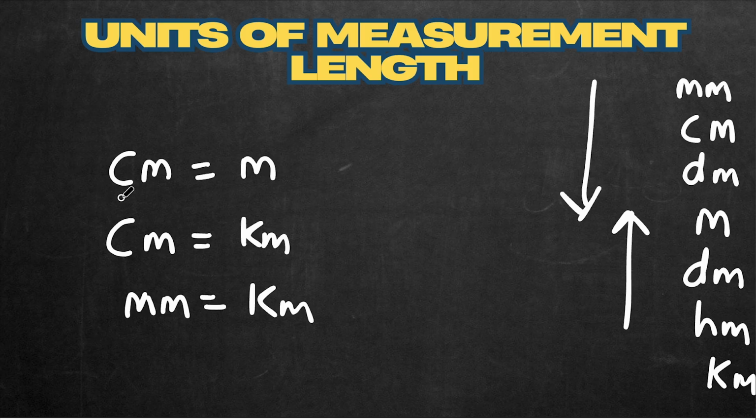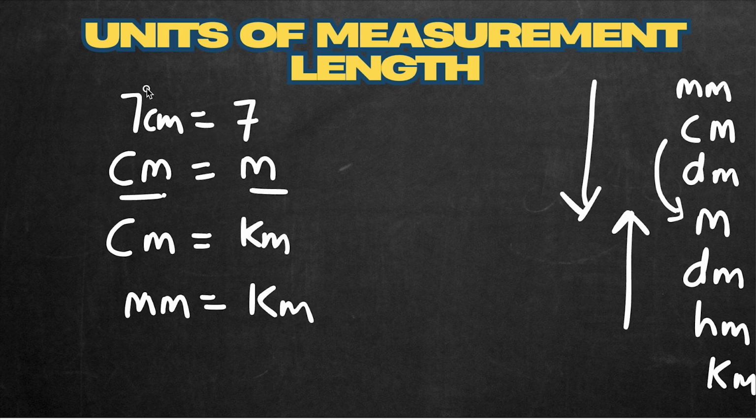For example, if you have to go from centimeter to meter, the relationship will be 2 steps, which means 2 zeros. The direction we are flowing is this, so we add 2 zeros. So if it would be, let's say, 7 meters, it will be 700 centimeters.